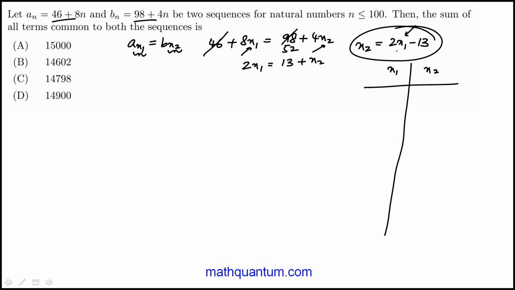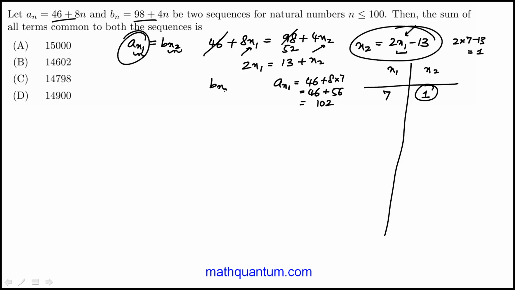So the least value, where the first time it will happen, is where n1 needs to be 7, because then it would be 2 times 7, 14 minus 13 is 1. So that would be n1 is 7, n2 would be 1. And if you want to see what those values are, a sub n1 would be 46 plus 8 times 7. So that's 46 plus 56, 102. And in case of the other sequence, because the n2 value would be 1, that would be 98 plus 4 times 1. And you'll see that they are both identical. So that's the first value.